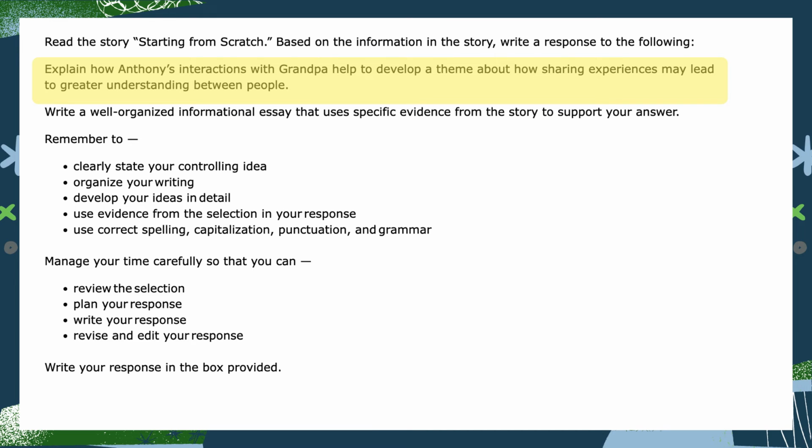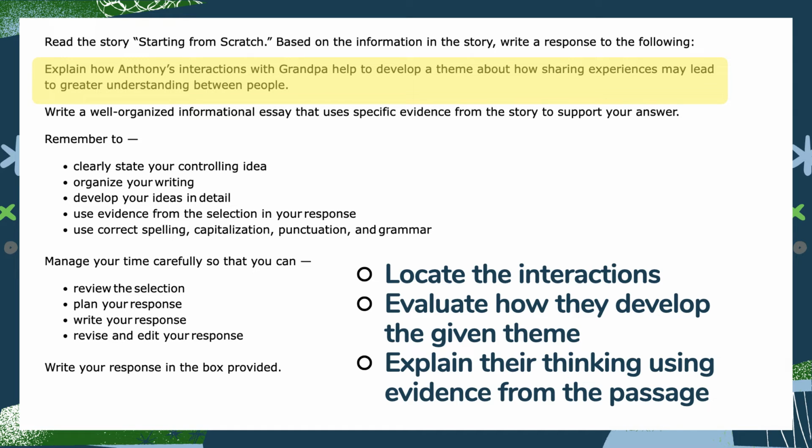Here's another example. Look at what is being asked. Explain how Anthony's interactions with Grandpa help develop a theme about how sharing experiences may lead to greater understanding between people. In their brainstorming, students will have to locate the interactions between Anthony and Grandpa in the passage and then evaluate how those interactions develop the given theme. And then they will have to explain their thinking using evidence from the passage.